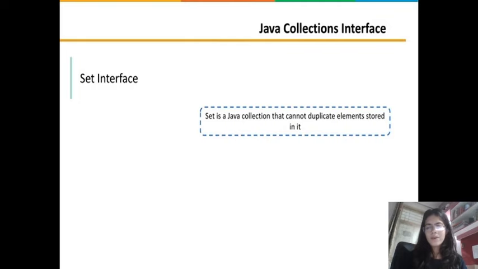Okay. Now let's discuss the set interface. Set is a Java collection that cannot contain duplicate elements. So it does not allow any duplication of elements. And we can store at most one null value in a set. Some of the classes and interfaces that implement set are hash set, linked hash set, tree set, and sorted set.